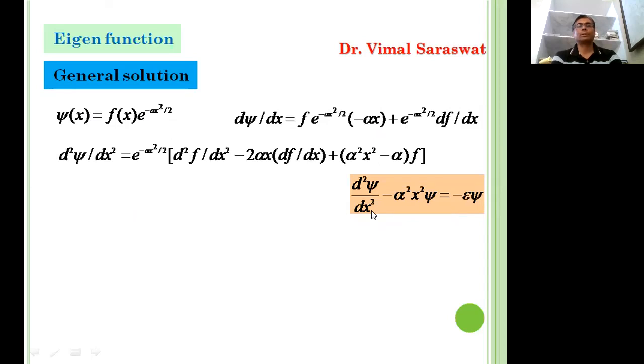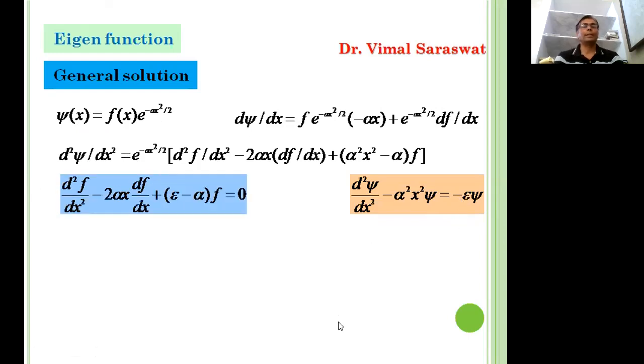Now our equation is d2 psi by dx2 minus alpha square x square psi is equal to minus e psi. If we substitute the value of d2 psi by dx2 from here to here, and psi is equal to f exponential minus alpha x square by 2 from here to here, then the form of this equation will be d2f by dx2 minus 2 alpha x df by dx plus e minus alpha f is equal to 0.